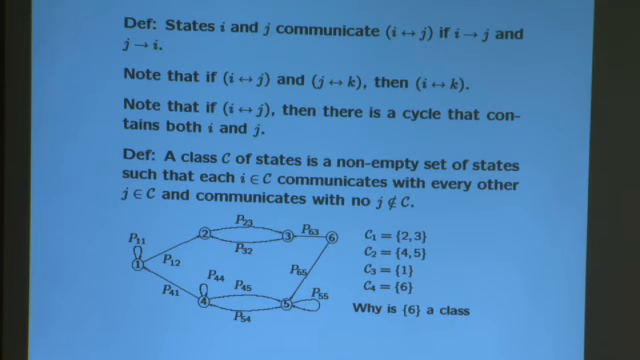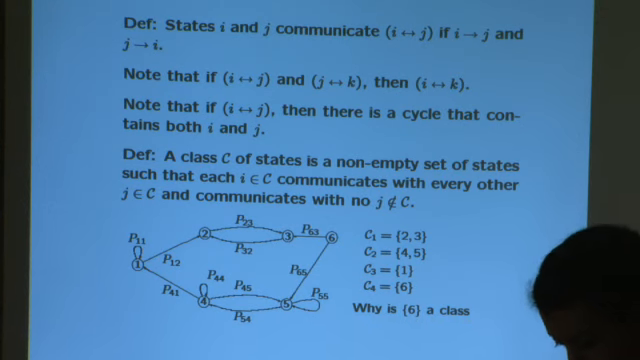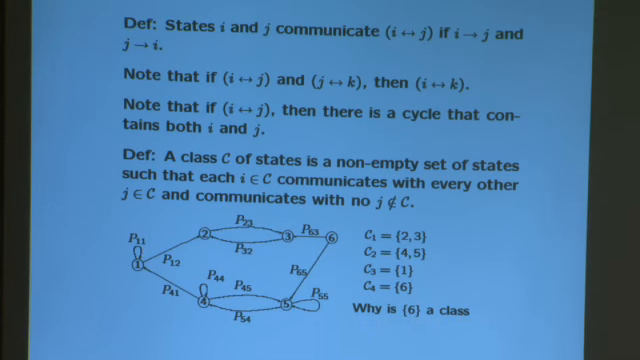So next question. Why do we call C4 a class? It doesn't communicate with itself. Actually, if you're in state 6, you go out of it with probability 1 eventually. So why do we call it a class?